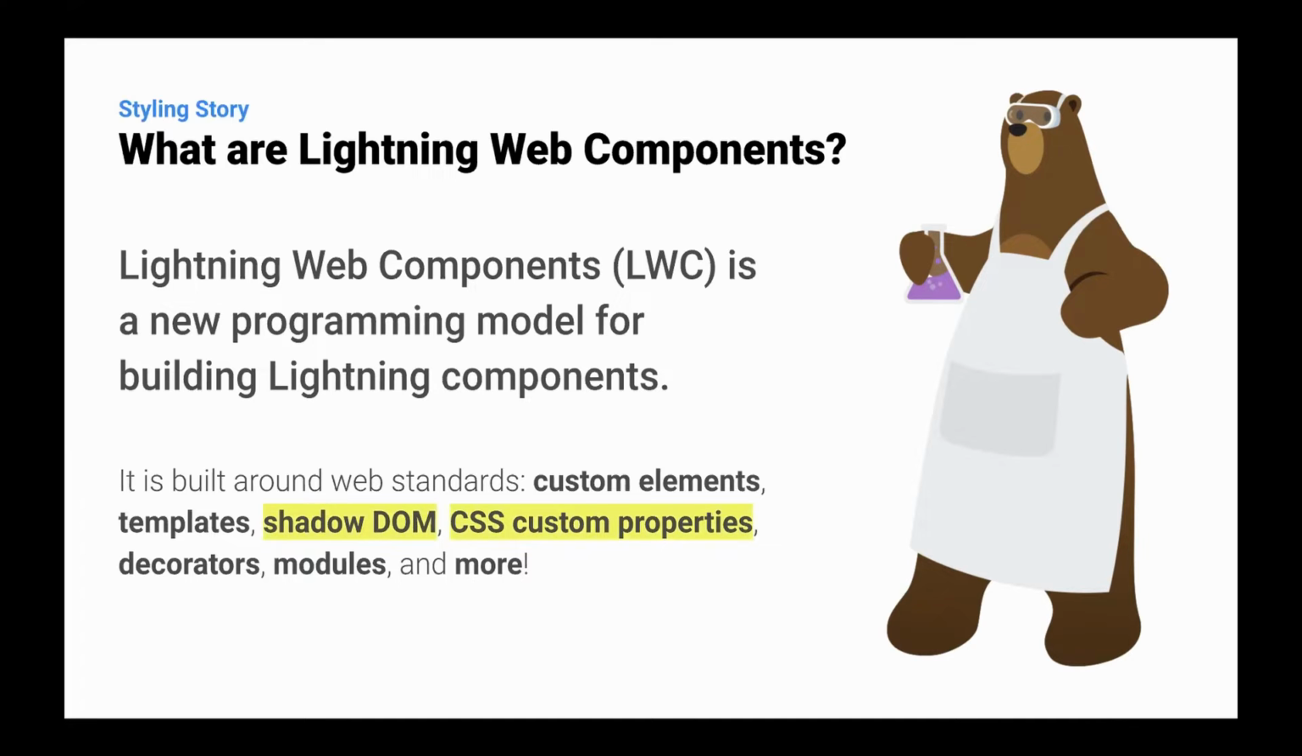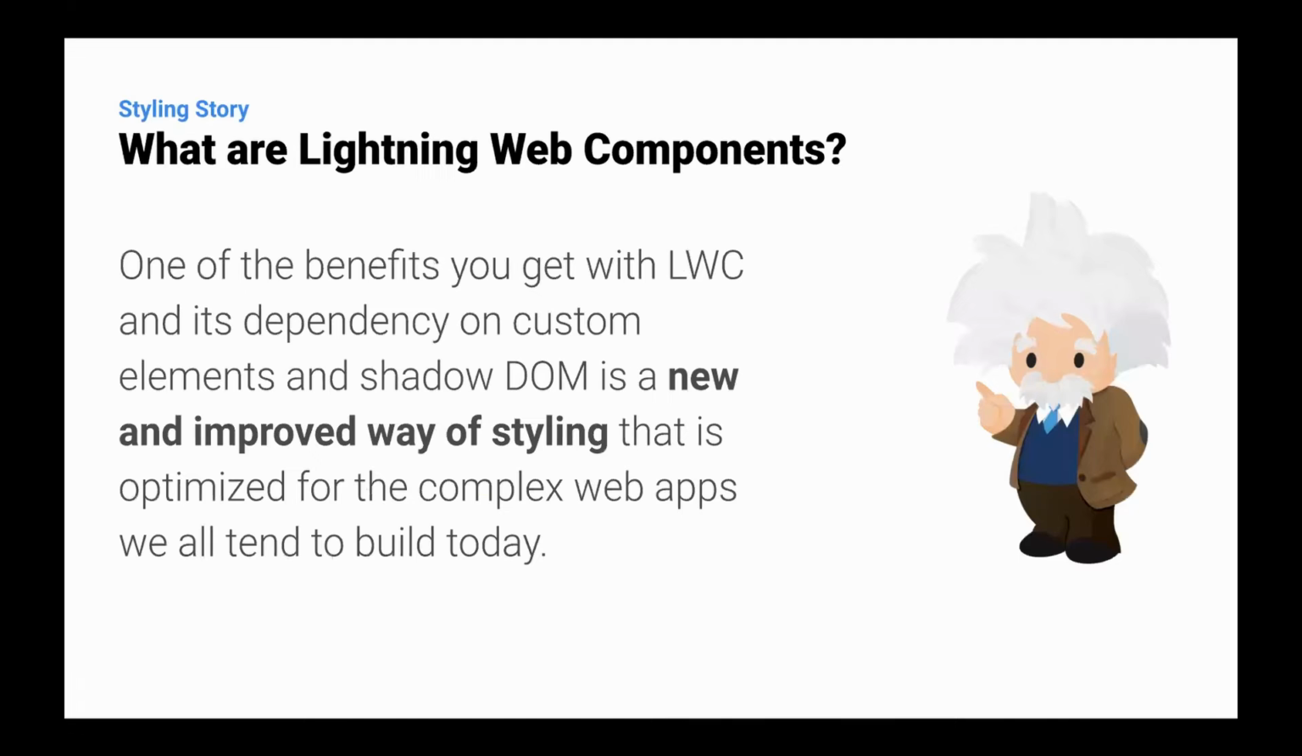The areas we're focusing on more, which I will dive into in much greater detail, are two major concepts: shadow DOM and CSS custom properties, because these two will play a big role in the styling story that will make web components and our styling work possible. So one of the big benefits with LWC, Lightning Web Components abbreviated, is its dependency on custom elements and the shadow DOM, and the new and improved way of styling that really works for the web apps that we all tend to build today.